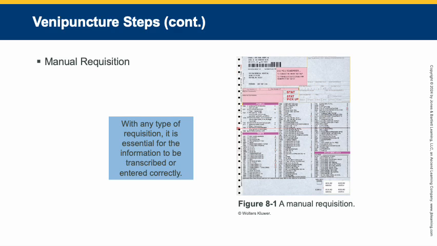Okay, this is a picture of a manual requisition. So you're going to see with any type of requisition, it is essential for the information to be transcribed or entered correctly. So all of this must match what you have on the barcodes.